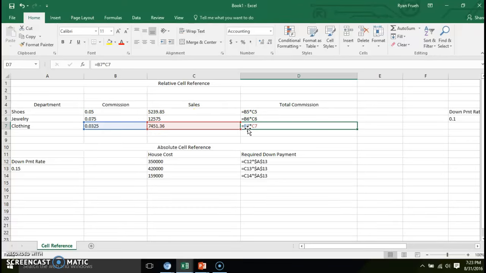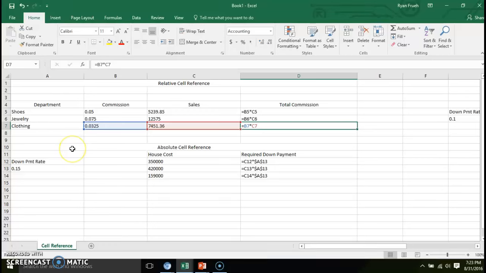And then for the clothing department, looking at that computation again, the sales column, which is 1 column to the left, times the commission. So we notice here that the commission rates are different, your sales numbers are different, so in this scenario, you would want to use a relative cell reference.